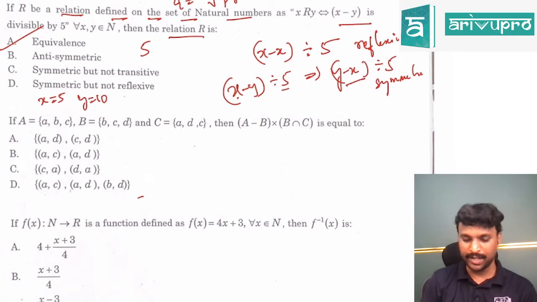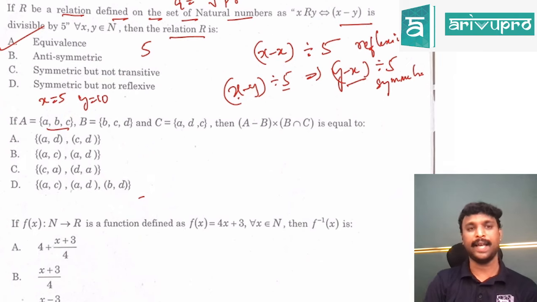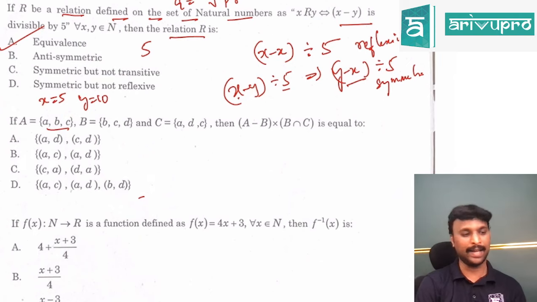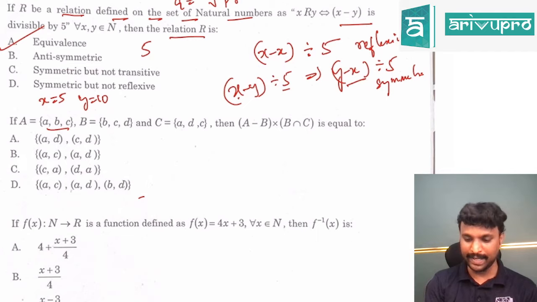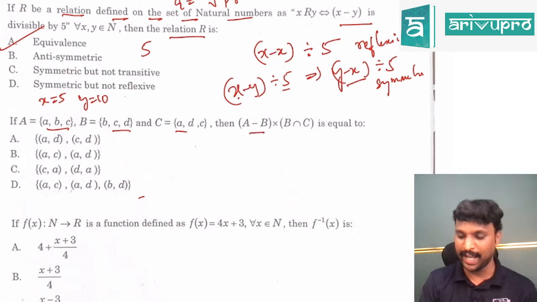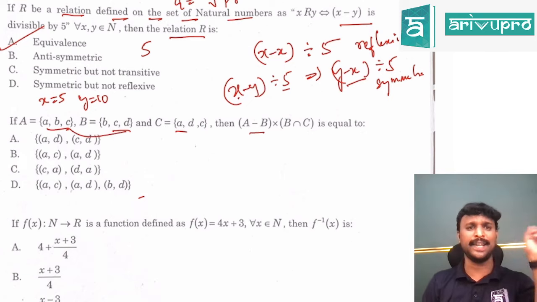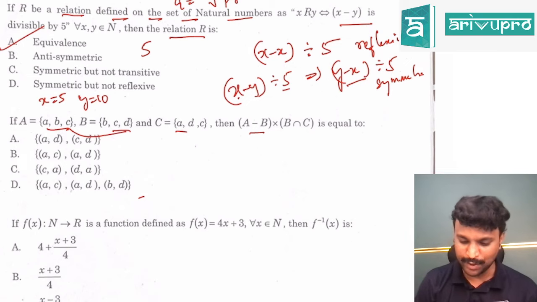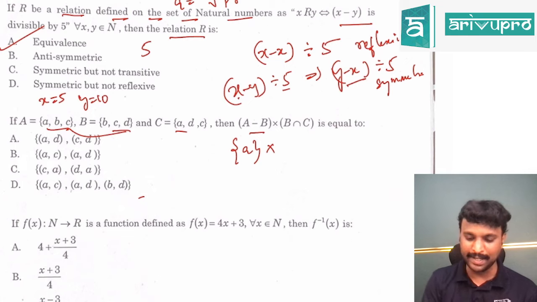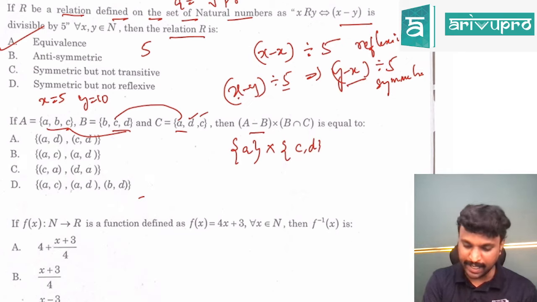Right, guys, let's move on to the next question, that is question number 71. If A is a set having the elements A, B, C, set B is having the elements B, C, D, and set C is having elements A, D, C, then we need to find (A minus B) cross (B intersection C). Guys, what is A minus B? Elements in A but not in B. What are those elements present in A but not in B? Only A, right? Into B intersection C, means common elements between B and C. Clearly C and D are common.